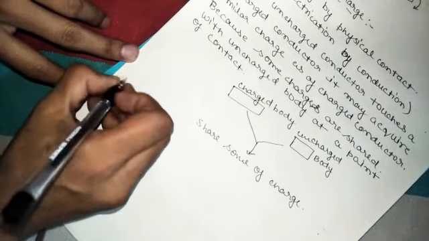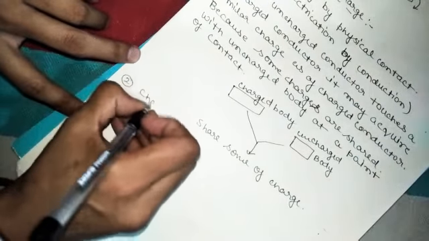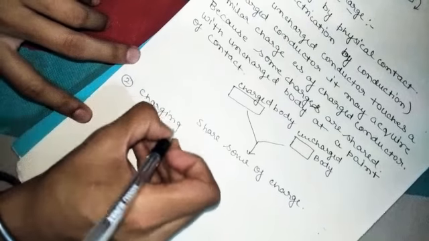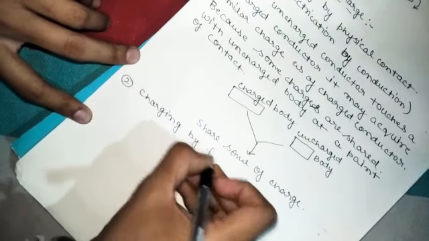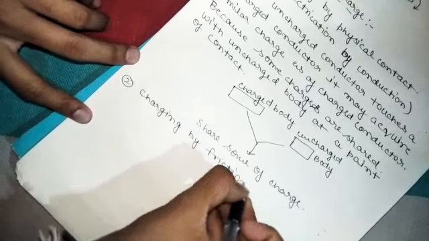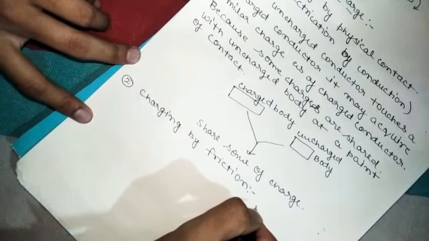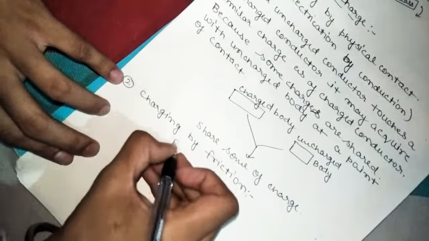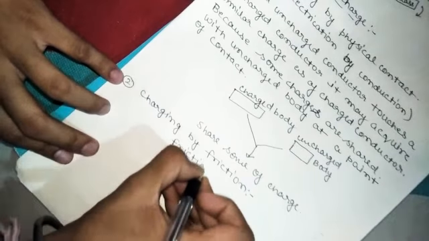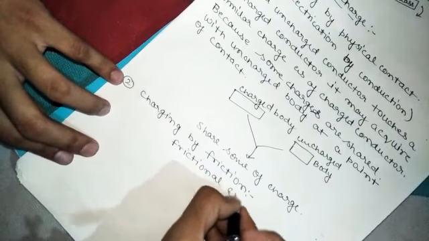The second phenomenon is charging by friction. It is also called charging by rubbing, or frictional electrification.